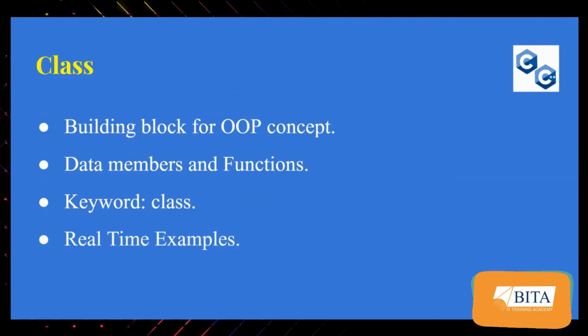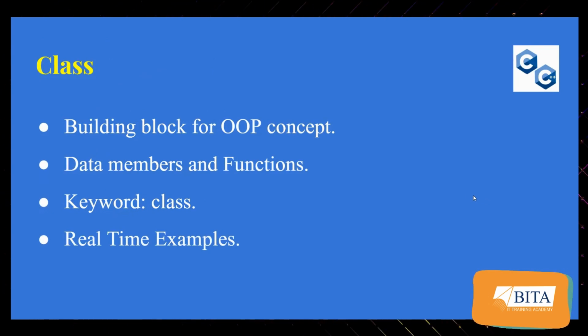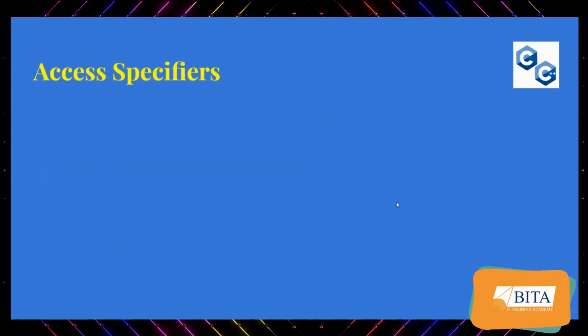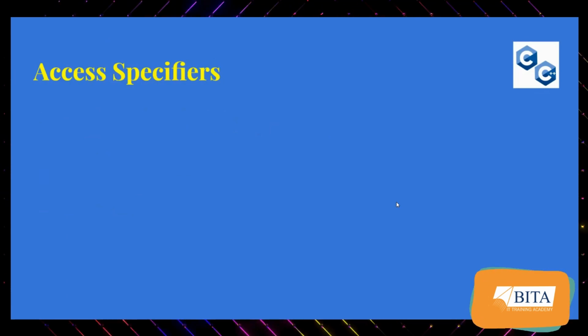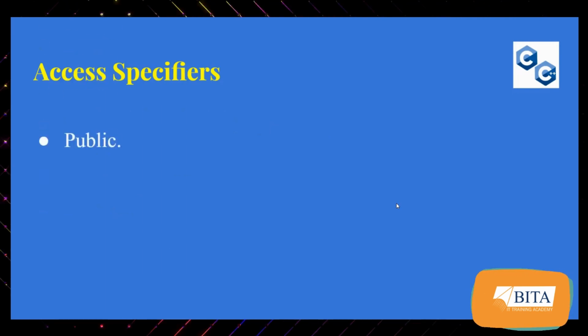So we'll consider a real-time example. Animal is considered to be a class and dog is an object. Access specifiers are used to implement an important concept called data hiding. There are three access specifiers.